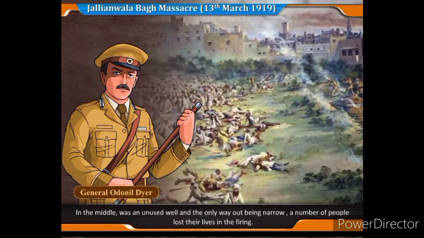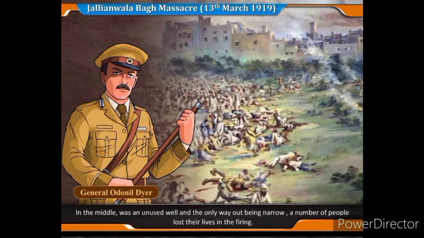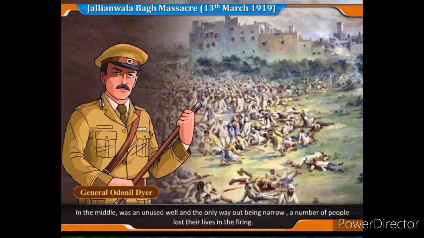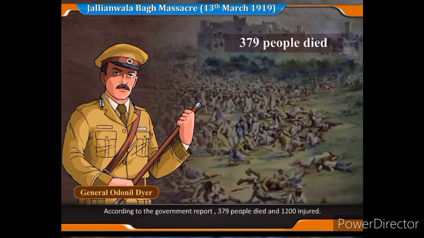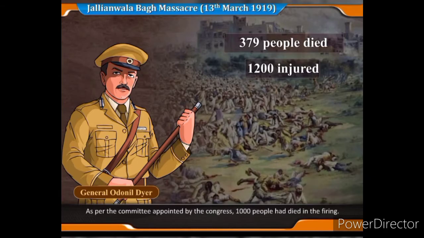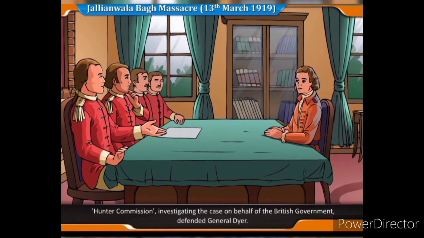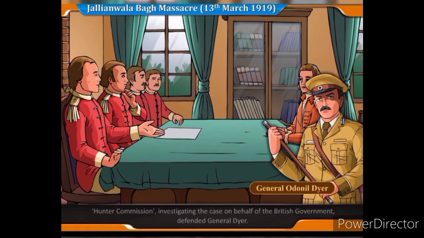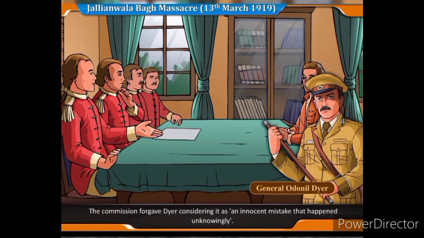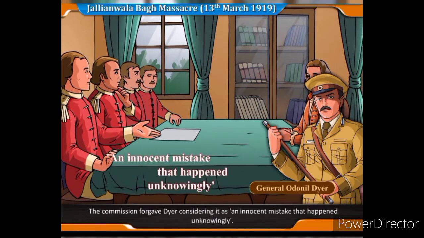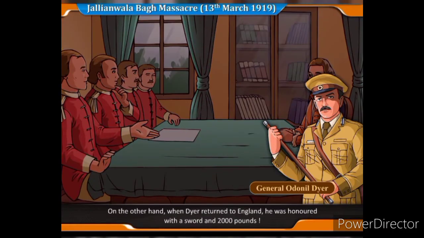In the middle was an unused well, and the only way out being narrow, a number of people lost their lives in the firing. According to the government report, 379 people died and 1,200 were injured. As per the committee appointed by the Congress, 1,000 people had died in the firing. The Hunter Commission, investigating the case on behalf of the British government, defended General Dyer. The commission forgave Dyer, considering it an innocent mistake that happened unknowingly. On the other hand, when Dyer returned to England, he was honoured with a sword and £2,000.